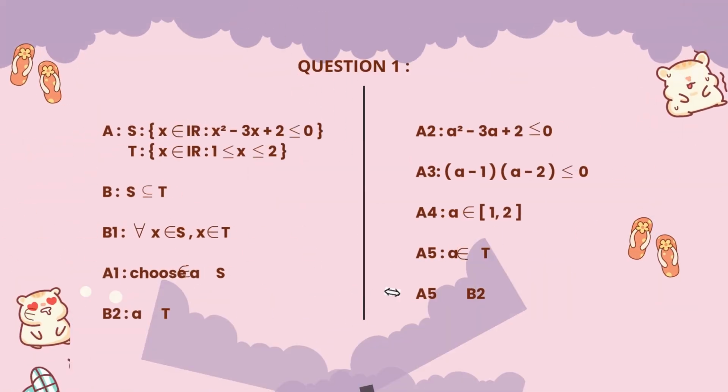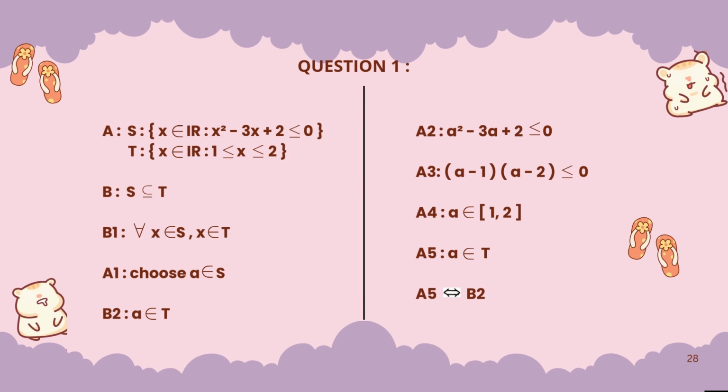Given S is the set of x, an element of the real numbers, such that x squared minus 3x plus 2 is less than or equal to 0. And T is the set of x, an element of the real numbers, such that x is greater than or equal to 1 and x is less than or equal to 2. Then, prove that S is a subset of T.